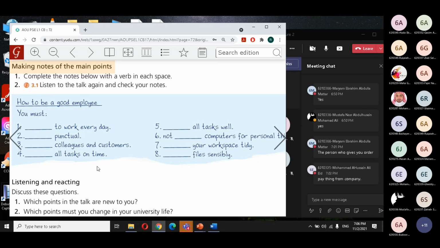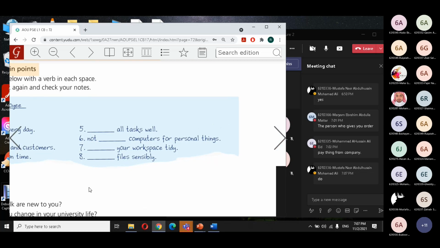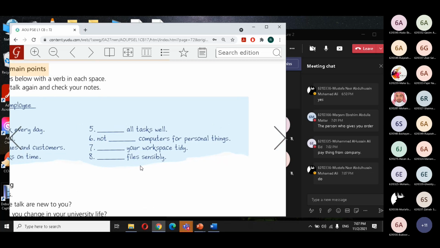Number 3, "colleagues and customers." Respect. You must respect colleagues and customers. Number 4, "all tasks on time." Do. You must do all tasks on time. Number 5, "all tasks well." Do also. You must do all tasks well. Number 6, you must not. Don't use.